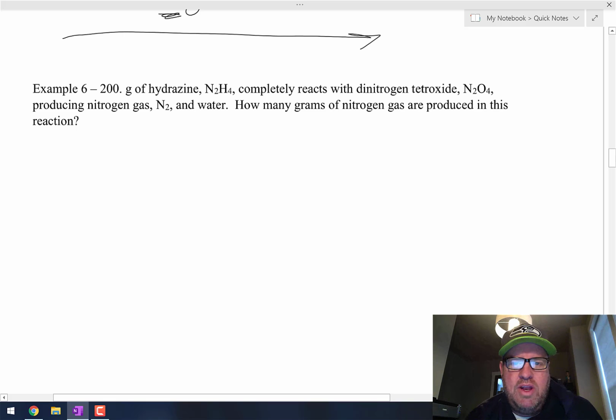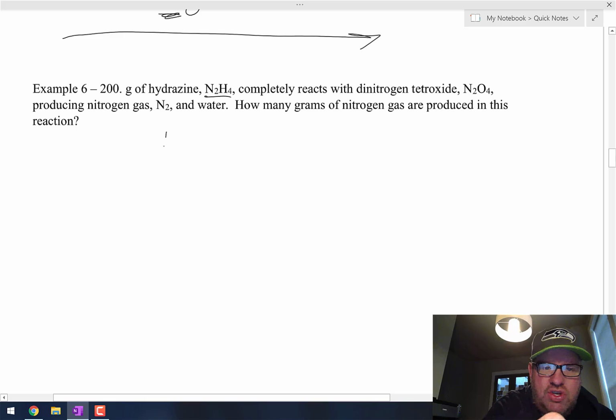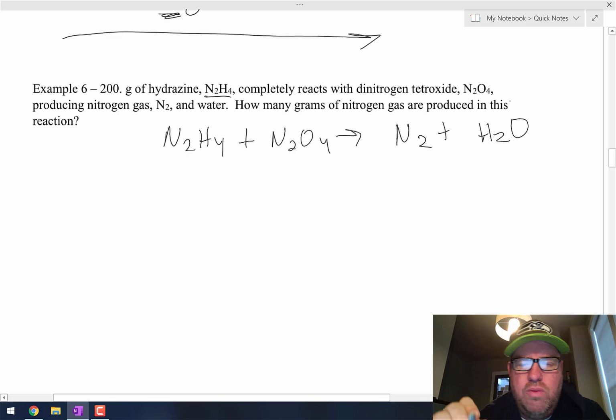So the first thing I'm going to do is write a balanced equation. Hydrazine N2H4 completely reacts with dinitrogen tetroxide N2O4, producing nitrogen gas N2 and water H2O. Okay, so the first thing I need to do is balance this equation.